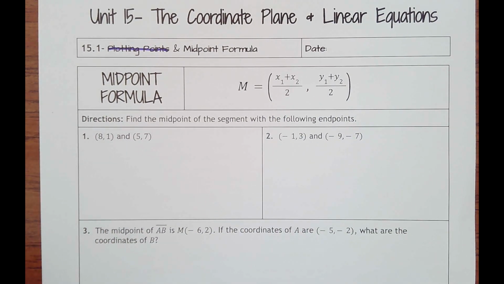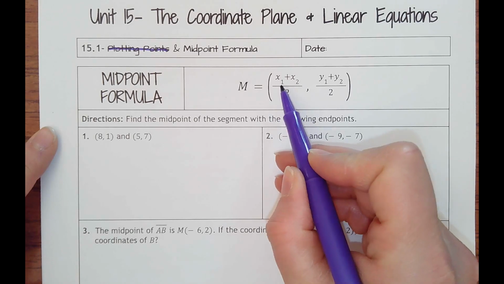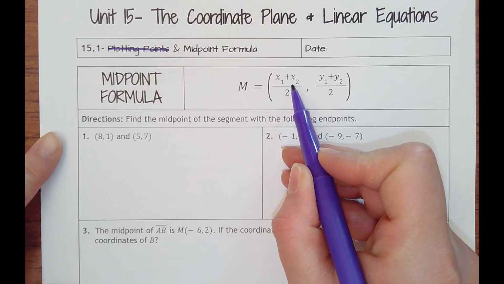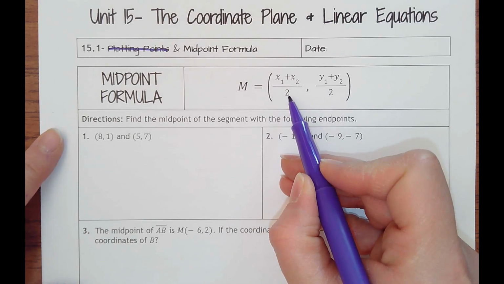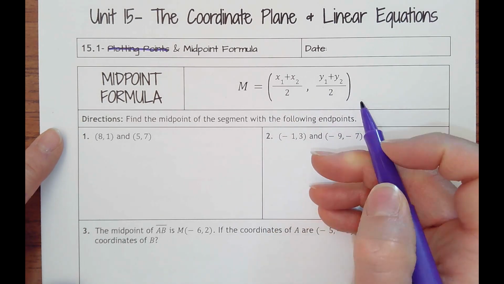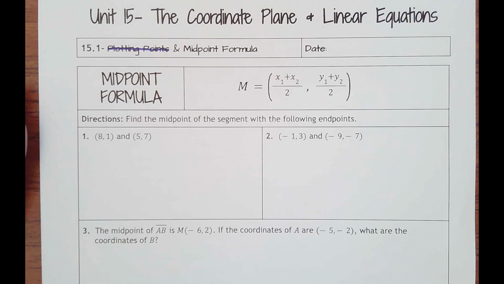Okay, so the midpoint formula is really averaging: adding the x values and dividing by 2, because the average is adding up some numbers and dividing by the number of numbers. Same thing with the y. So that'll tell you the exact midpoint of the line.